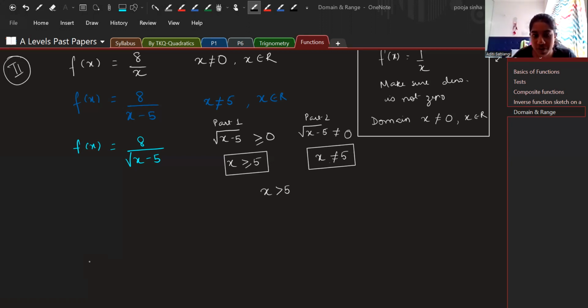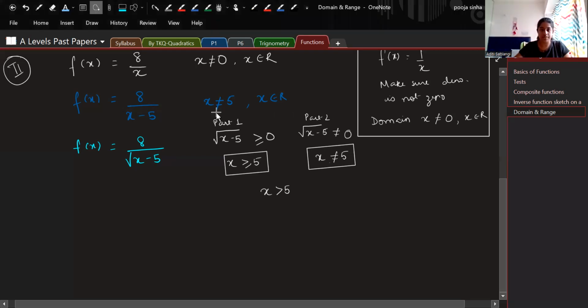So we will not put an equal to sign. So we'll just write that x is greater than 5. Perfect. So understood now? कैसे करना है इस पर?